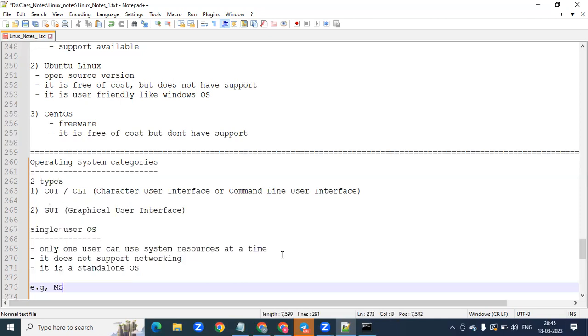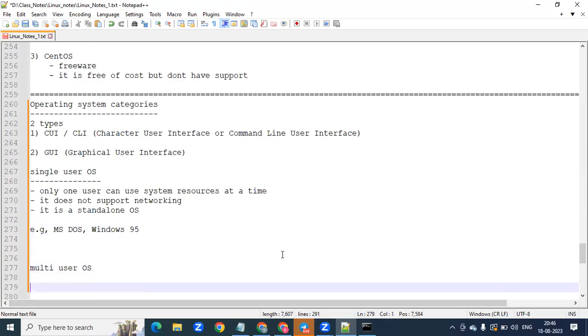Examples of that we can say: MS-DOS, Microsoft disk operating system, and Windows 95 are also single user operating systems.